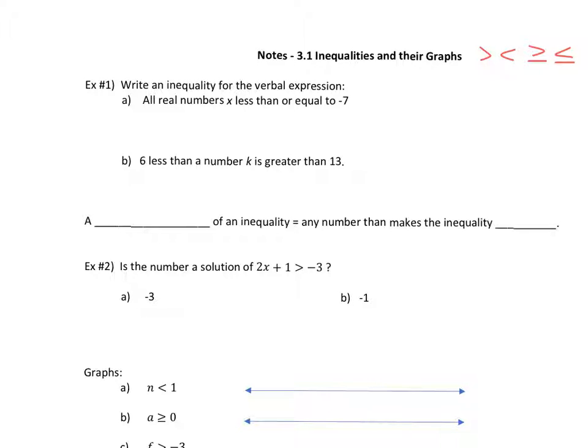Example 1 says, write an inequality for this verbal expression. So the expression says all real numbers x less than or equal to -7. Your job is to write that inequality as an expression or as an inequality setup. So for instance, this right here, all real numbers x, is just talking about x, right?